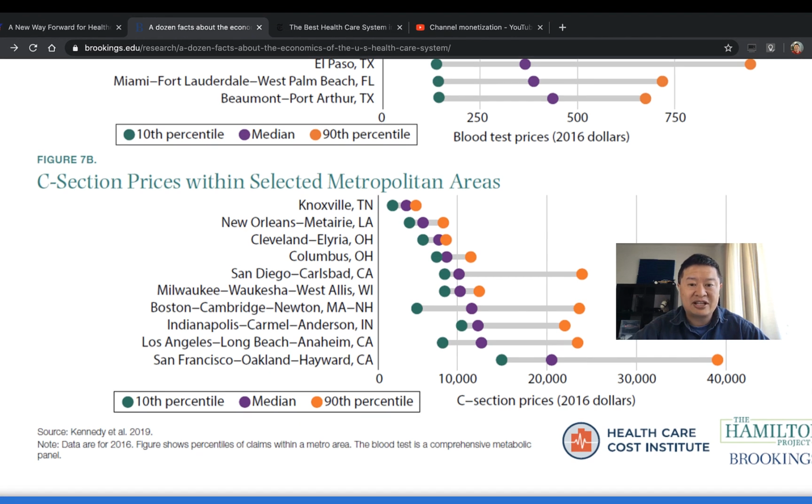Similarly, this looks at the price of a C-section. If you're in Tennessee, Louisiana, Ohio, you certainly can get them for close to $5,000 to $7,000. If you are in San Francisco, the cost can range from $15,000 to $40,000. Or San Diego, it can go up to $30,000. Indiana also, Indiana C-sections cost more than the most expensive C-sections in Tennessee.